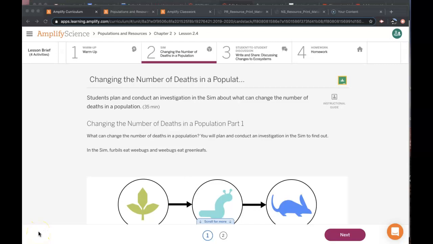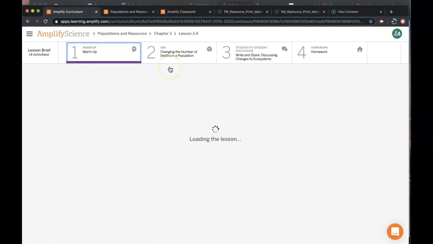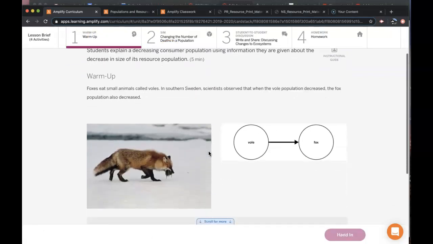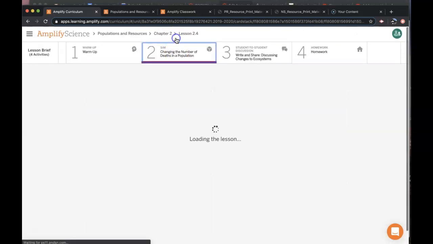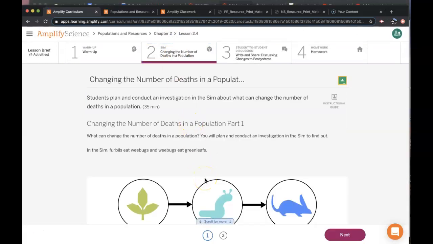This is Populations and Resources, Lesson 2.4, Activity 2. You should have just completed the warm-up, and if you haven't, make sure you do that first. For a complete answer to the warm-up, you need to include information about births and deaths.